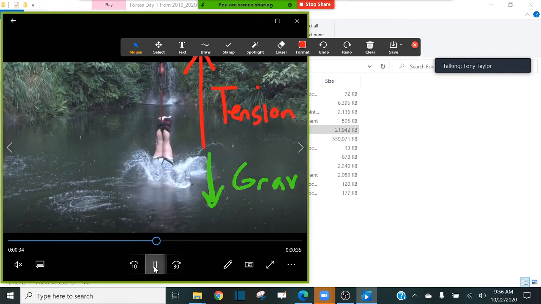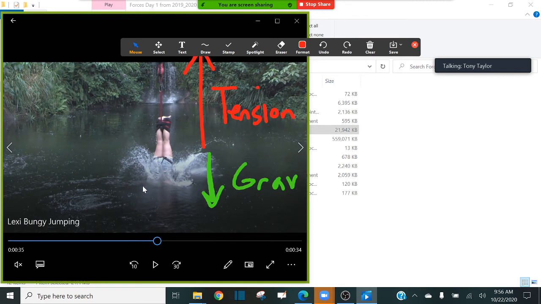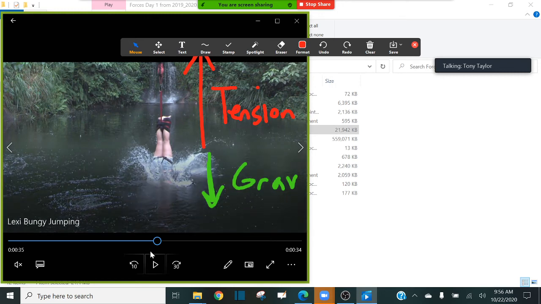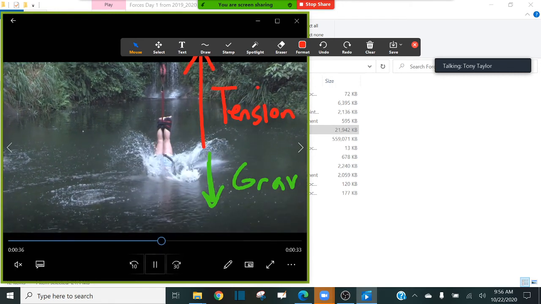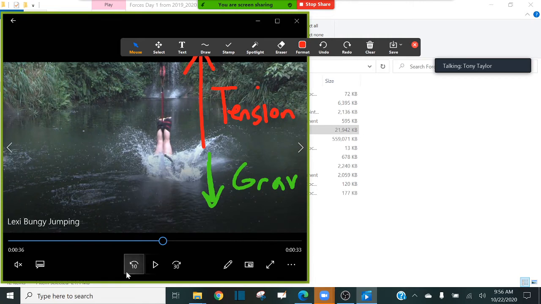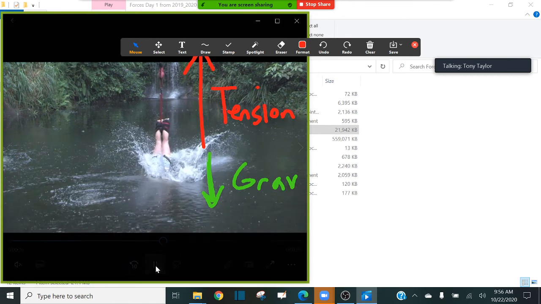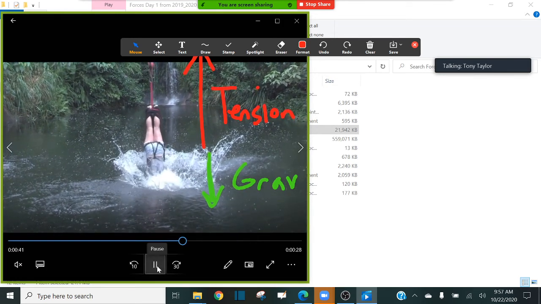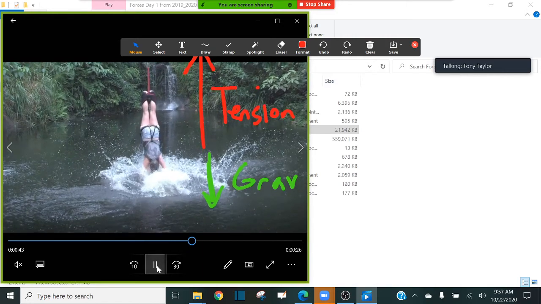You clearly see she's slowing down because she's not going to go fully into the water. In fact, she's going to slow down, come to a stop, and then her body is going to change directions. It's going to start moving in the opposite direction. So now she's come to a stop, but notice tension is still the larger force. And so now instead of moving in the negative direction, at this moment she's moving in the positive direction.